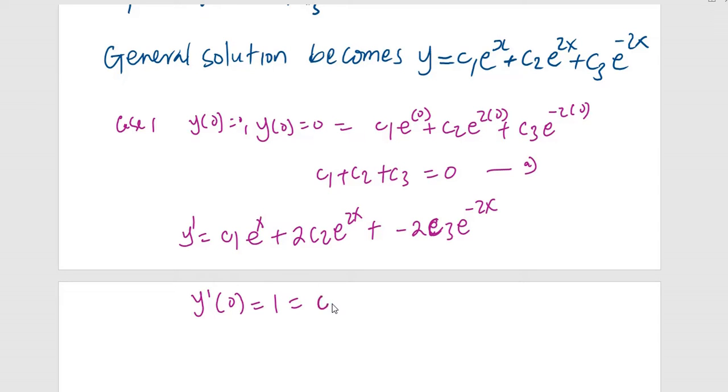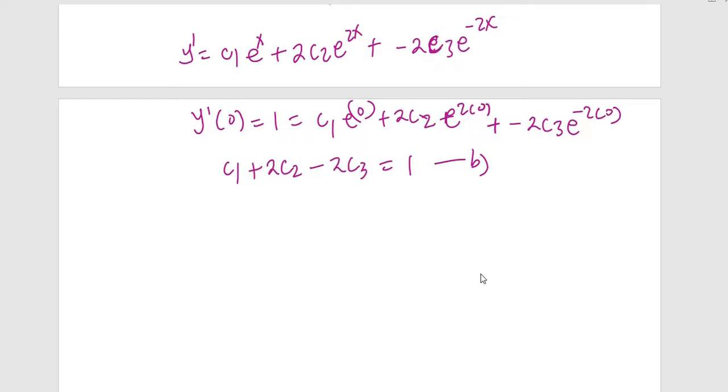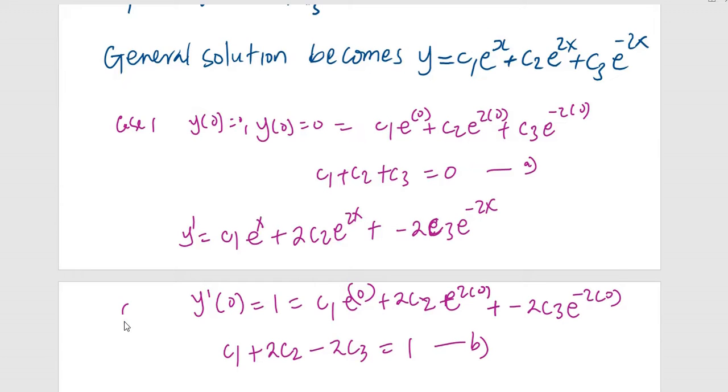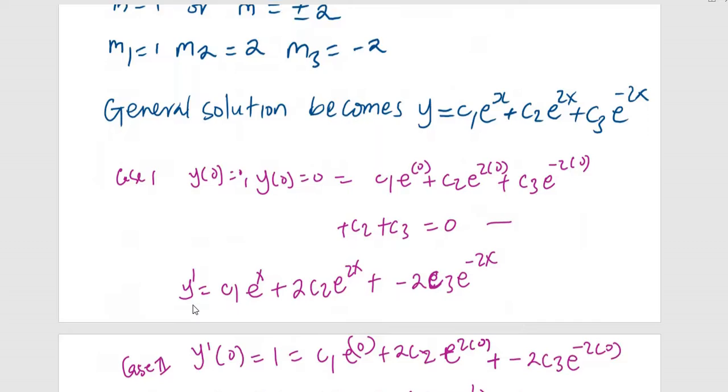So I substitute in here, it becomes c1 e to the 0 plus 2c2 e to the 2 times 0 plus, actually minus, 2c3 e to the negative 2 times 0. So this is equal to 1. It means c1 plus 2c2 minus 2c3 is equal to 1. I can call this equation B. Condition number 3, case 3, this was case 2. Case 3 says the second derivative of y with respect to x at 0 is also equal to 1.